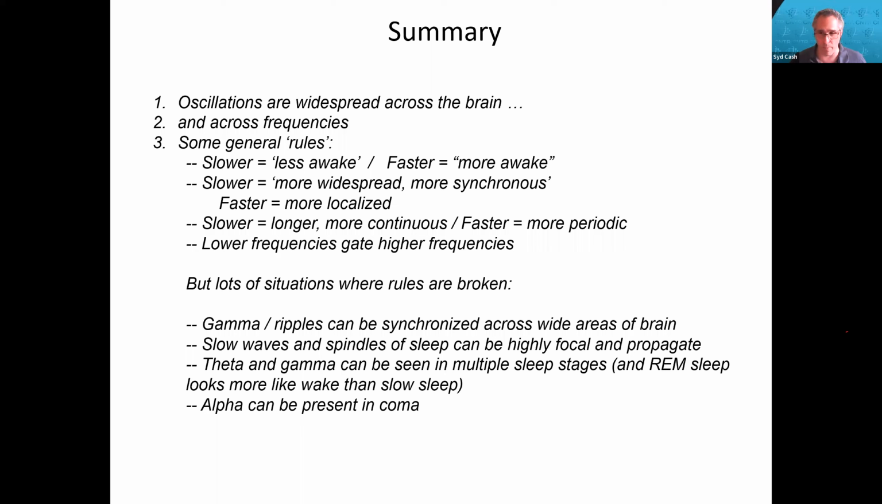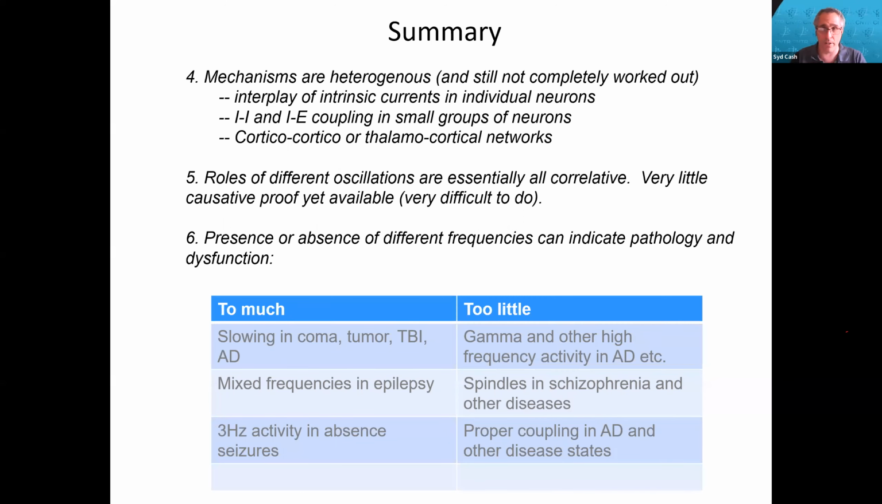Gamma and ripples, for example, could be synchronized across wide areas of the brain, and slow waves and spindles could be highly focal, et cetera, as I talked about. There's lots of mixing and matching so that these rules don't fully apply. The mechanisms are very heterogeneous. They're ranging from oscillations that can be derived from a single neuron and the interplay of intrinsic currents, to some coupling in small groups, to cortical and thalamocortical networks.